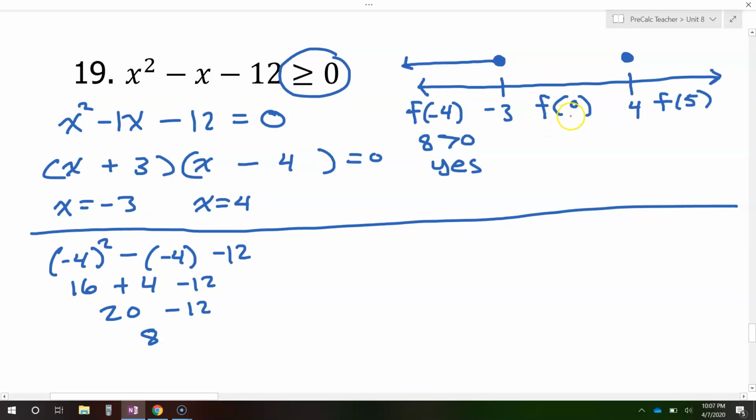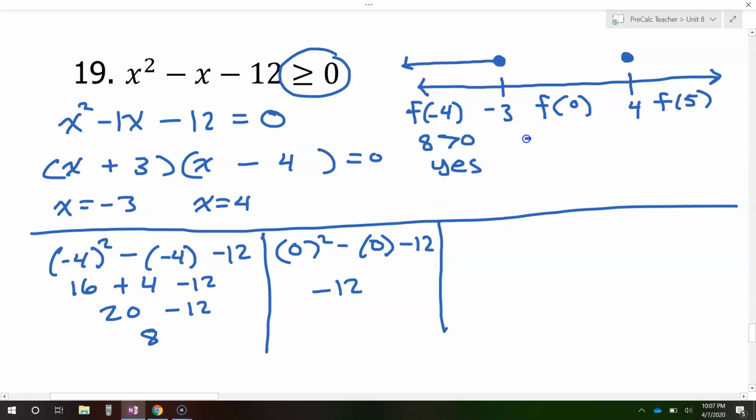All right, next I'm going to check 0. What is the value of the function at 0? Well, if I plug in 0 for the x values, then that'll be 0 squared minus 0 minus 12. So obviously that's just going to be -12.